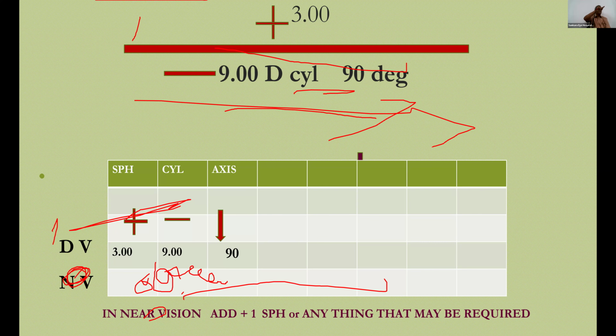Minus lens, when I move, it moves in the same direction. Plus lens moves in the wrong direction, the opposite side. Minus is the same direction of movement, plus is opposite, that's all. In the same way, minus axis 180 is the rule.